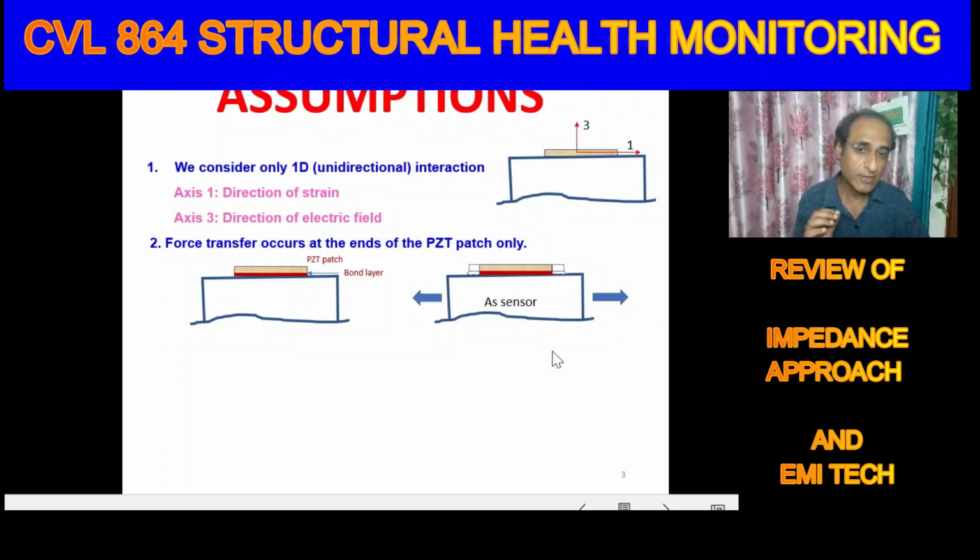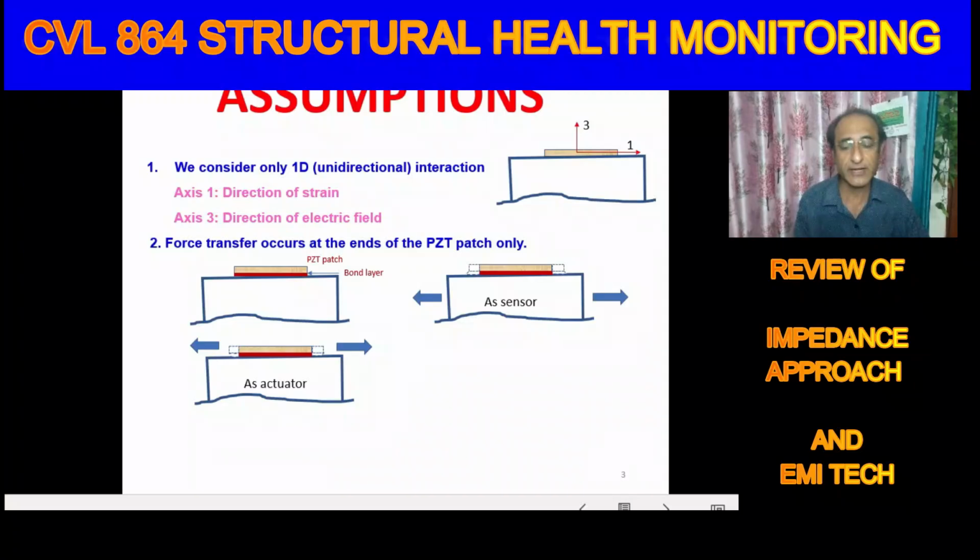So the strain undergone by the structure will not reach exactly to the piezo patch. And similarly, if the piezo patch is acting as an actuator, that is, the piezo patch is exerting force, then the strain in the piezo patch will be different from that induced on the surface of the structure. So this phenomenon is called the shear lag phenomenon. So our assumption is that this is how we are idealizing the system.